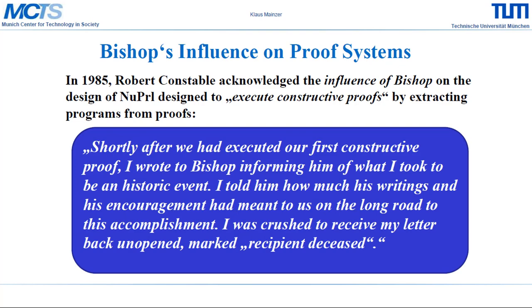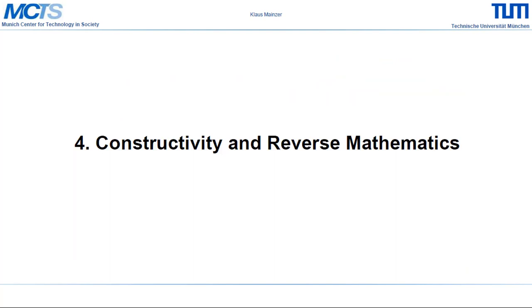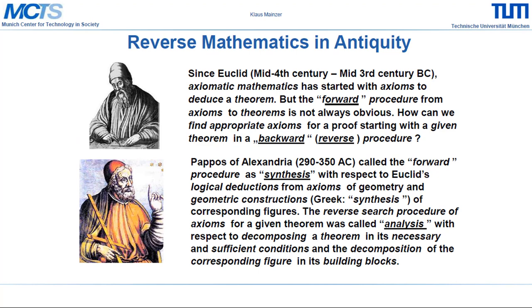Now, there are obvious degrees of constructivity, and these degrees of constructivity are nowadays classified in the research project of reverse mathematics. Actually, this research program has also deep roots in the philosophy and history of mathematics. You remember the Euclidean tradition, axiomatic mathematics, has started with axioms to deduce the theorems, and this forward procedure of deducing theorems is not always obvious. The question arises, how can we find appropriate axioms for a proof starting with a given theorem in the backward, that means in the reverse procedure.